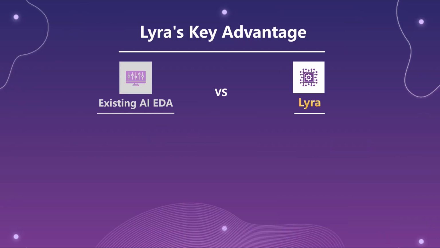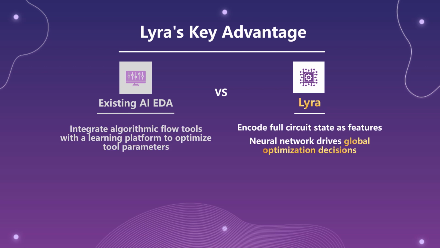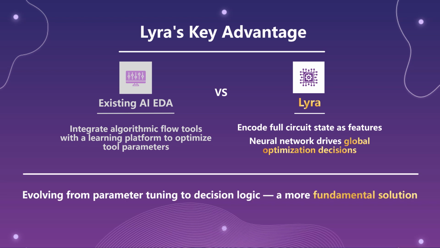Let me highlight the key advantage of Lyra compared to existing AI EDA approaches. Current AI chip implementation tools integrate algorithmic flows with learning platforms to optimize tool parameters for a given design. Lyra takes a completely different approach. Instead of tuning parameters, Lyra encodes the full circuit state, including connectivity, geometry, timing constraints, and physical context, into a rich representation. A neural network then drives global optimization decisions across the entire layout. This means Lyra does not just find better settings. It fundamentally reshapes the layout based on a holistic understanding of the circuit.